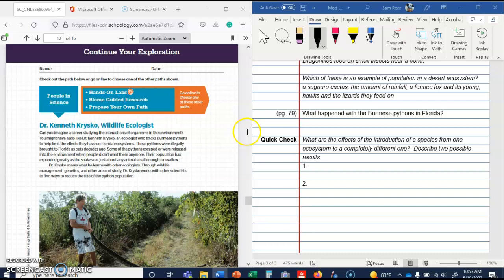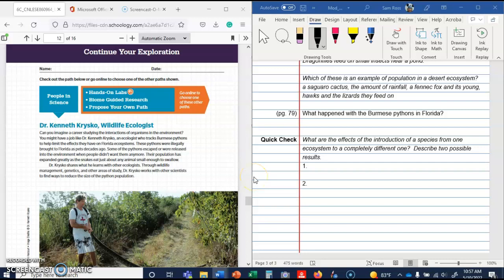Okay, so these pythons were illegally brought to Florida as pets decades ago, and some of them escaped or were released into the environment. Now their population has expanded greatly as the snakes eat just about any animal small enough to swallow. So these Burmese pythons were originally pets that either escaped or were released, and now the population has kind of exploded, okay?